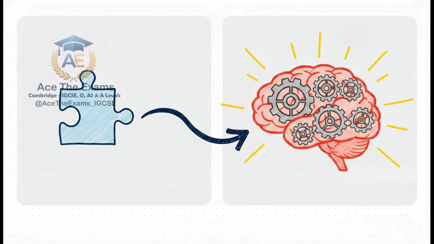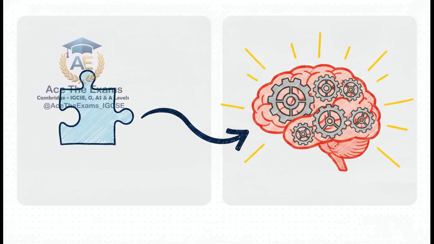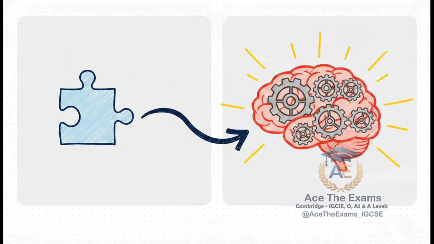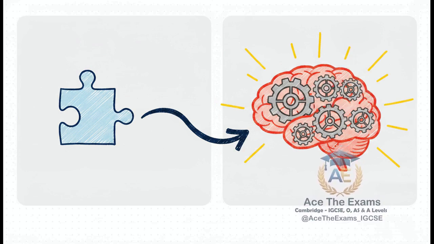Notice the stark contrast between these two cognitive domains here. On the left, we have basic knowledge. This is simply stating F equals ma or defining the coefficient of friction. It's necessary, sure, but it's low level.